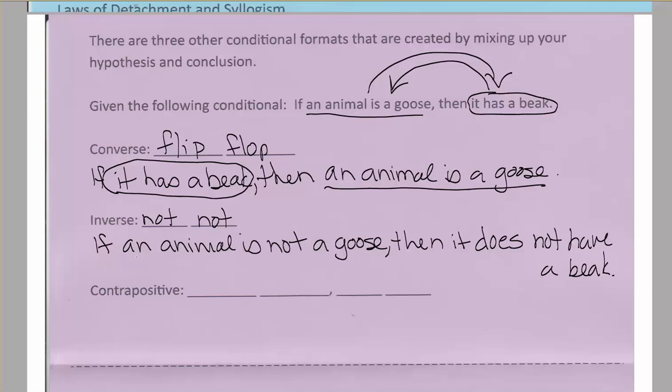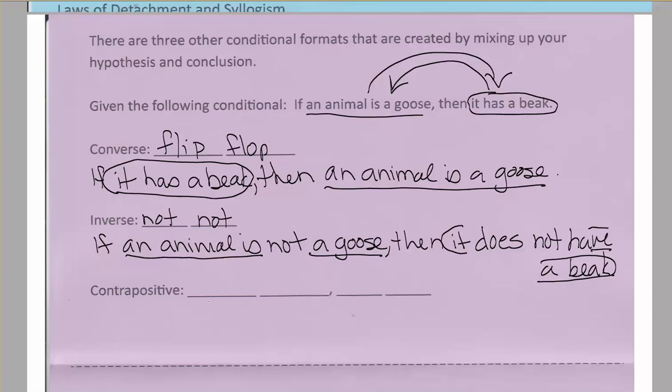The hypothesis is still this beginning part. So if an animal is a goose, except now it has a big not in it. And then the conclusion is then it does not. And then it originally had has, but we had to change that word to make it make sense. A beak. So that's my kind of broken circle around the conclusion. But you can see how it changed, but it still looks fairly the same. It's just we added nots to the underline and the circle.